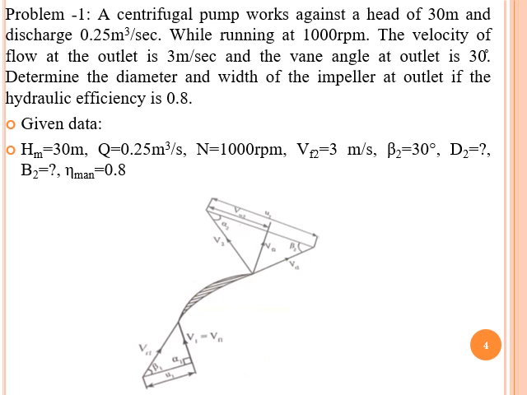So now draw the velocity triangle at inlet as well as exit of the centrifugal pump. At inlet, the flow is radial. For that reason, V1 is equal to VF1, that means alpha 1 is equal to 90 degree. And at exit, the velocity triangle is given as shown in the figure. So this is the velocity triangle for the inlet as well as outlet conditions.